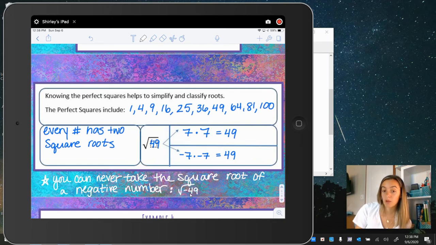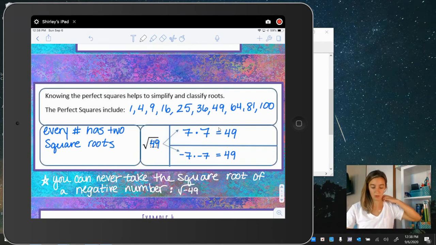Because if you remember about your negatives, you can never multiply two positives and get a negative or two negatives and get a negative. So we're going to talk a little bit more about your negative rules next week. I'm not sure how much you remember from last year because I believe that might have been right around where we were all sent home. So we are going to talk more about this next week, but just keep in mind that every number has a positive and negative square root. However, you cannot take the square root of a negative number. Okay, so moving on.